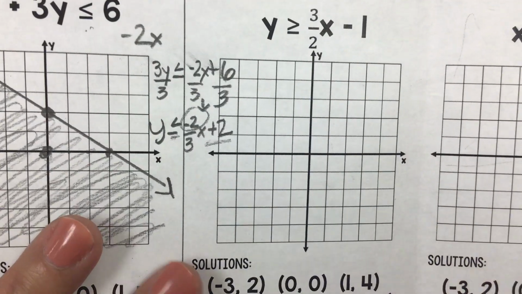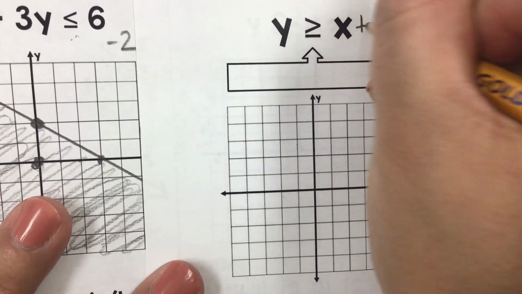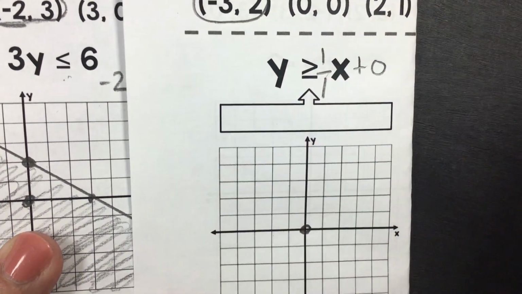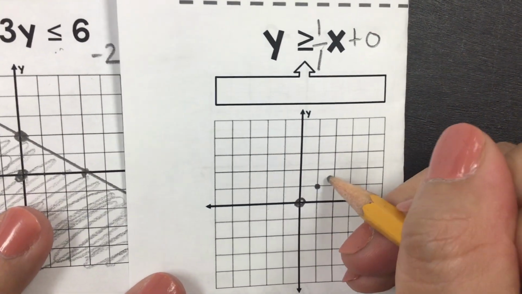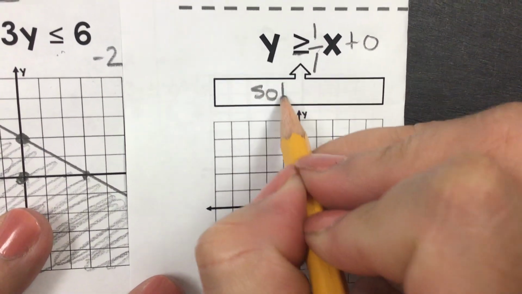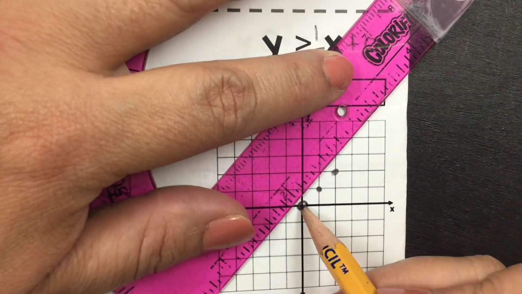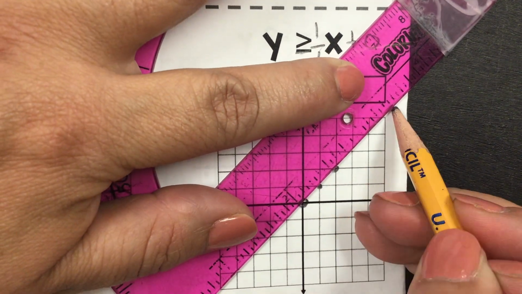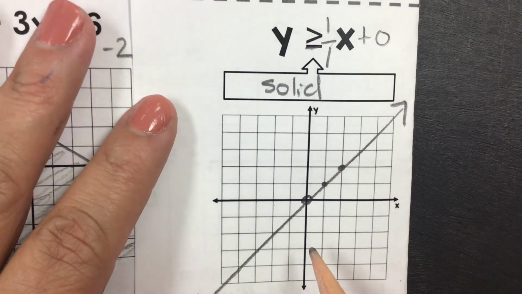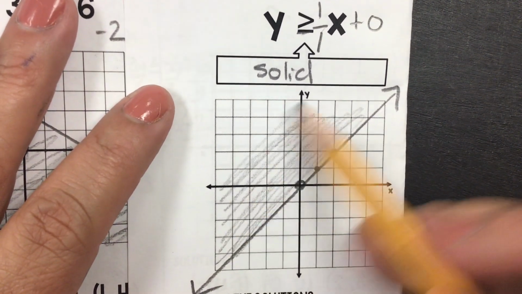Okay. So this one, we have the y-intercept to be 0. The slope is up 1 to the right 1. It is a solid line. Shaded above or below? Above, because it's greater than.